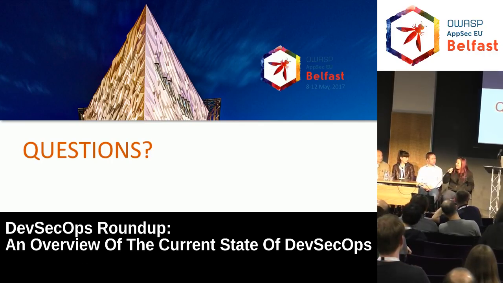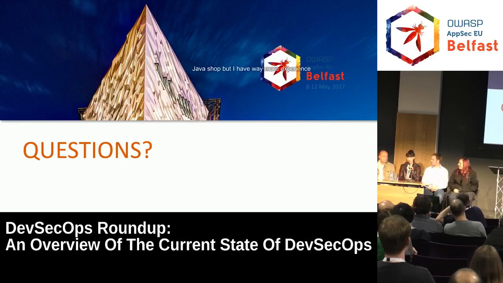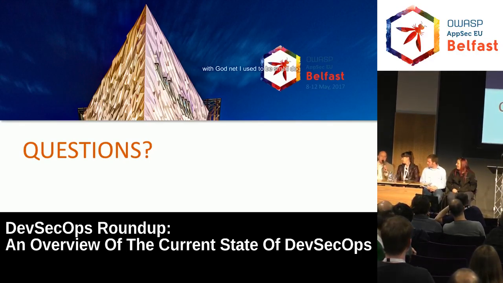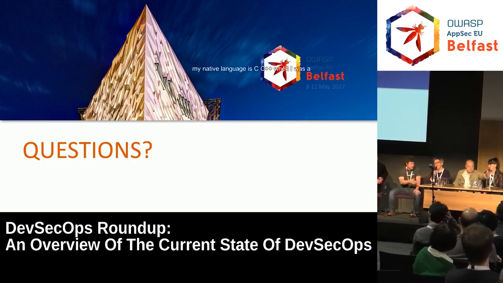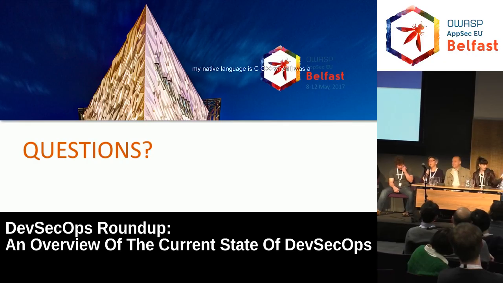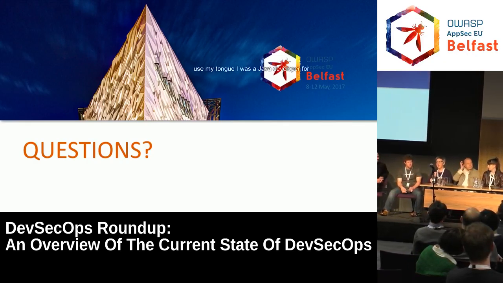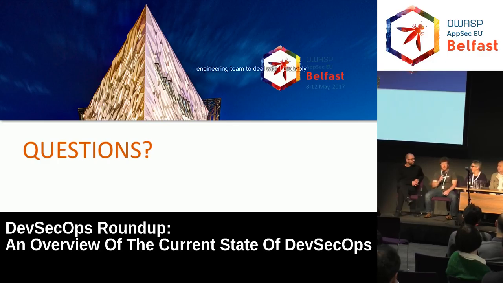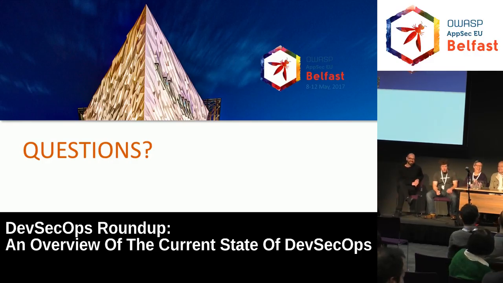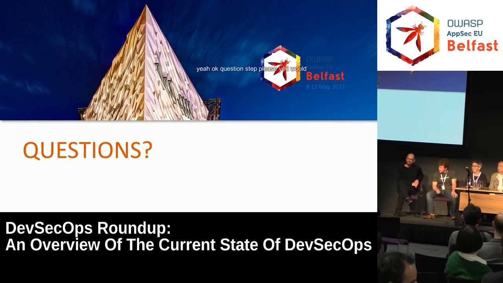What code do each of you specialize in? There you go. I'm a Java guy. Sorry. I work in a Java shop, but I have way more experience with .NET. I used to be a Smalltalk developer and then switched to .NET. My native language is C++ from when I was a developer, and now when I need something, I use Python. I was a Java developer for a number of years, and now I write crappy Python and hand it off to my engineering team to deal with. I probably know Objective-C the best, but write crappy Python the most. And I used to write in BASIC. Wow. That still exists? Yeah. Okay.